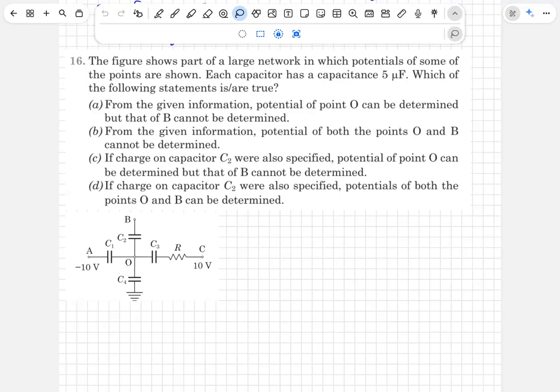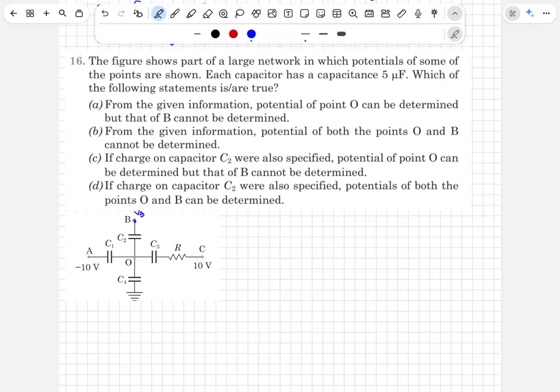You can see in this question an arrangement where the figure shows a part of a large network in which potentials of some of the points are shown. You are aware this is a pathfinder question. The potentials are clearly mentioned: 10 volt, minus 10 volt, and 0 volt. Let us assume the other potential is VB.